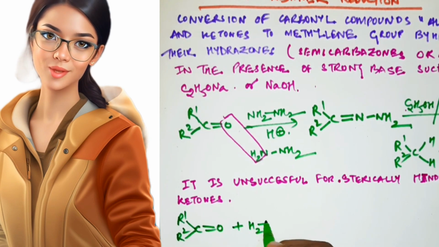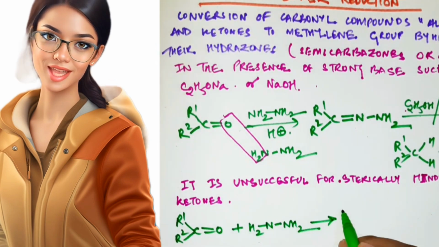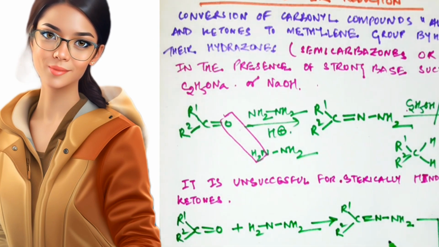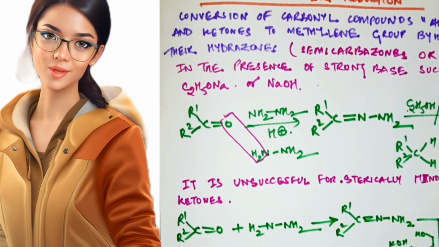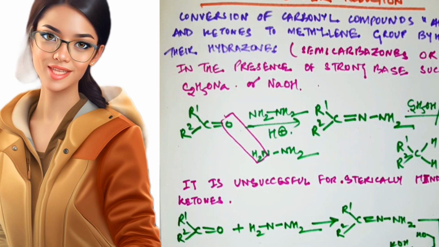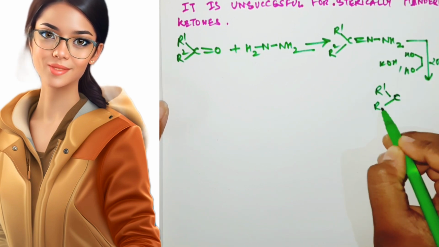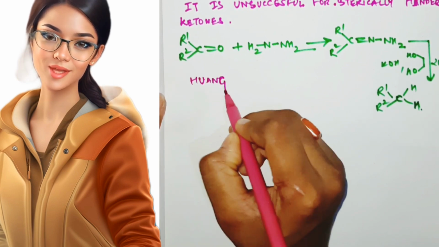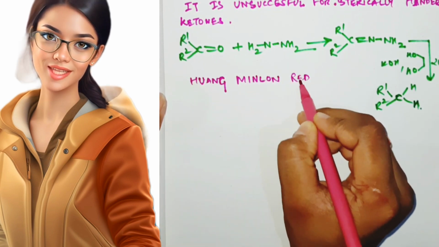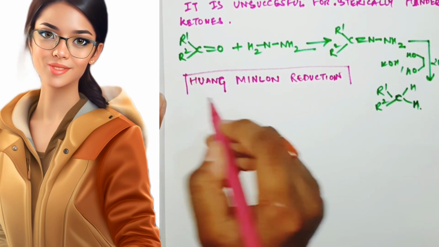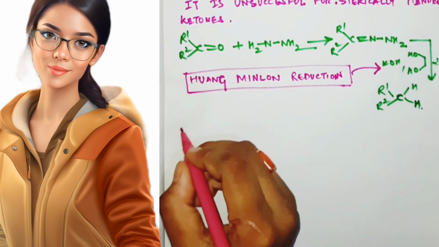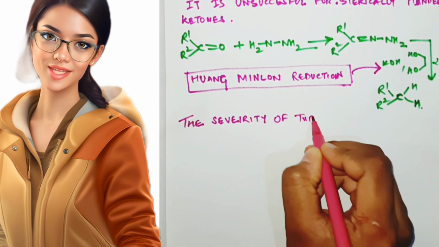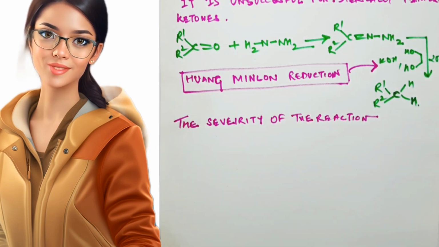It is unsuccessful for sterically hindered ketones. That means if you have bulky alkyl groups, or a bulky benzene ring, then this is an unsuccessful reaction. But if you use KOH and ethylene glycol in the presence of hydrazine, then it also goes for reduction, and that reaction is called the Huang-Minlon reduction reaction. This KOH and ethylene glycol is the Huang-Minlon reagent, and the severity of the reaction can be reduced.